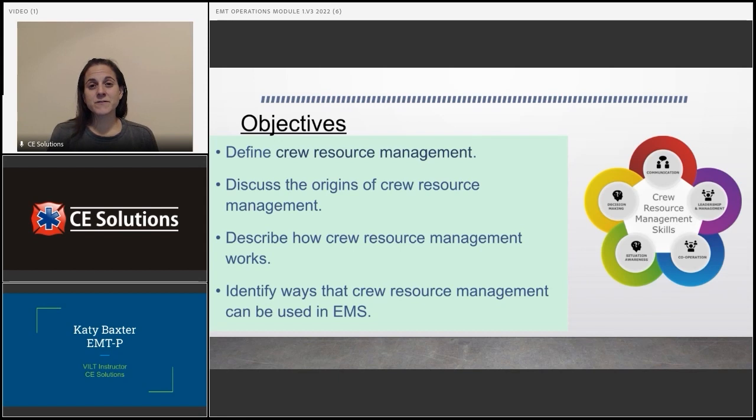The objectives for this first portion are going to be to define crew resource management, discuss the origins, describe how crew resource management works, and identify ways that crew resource management can be used in EMS.